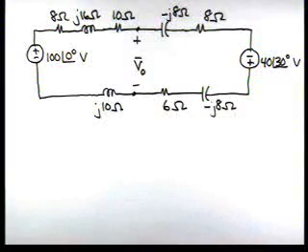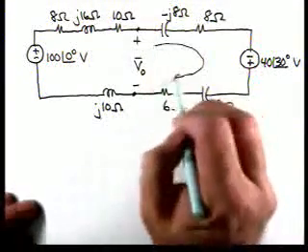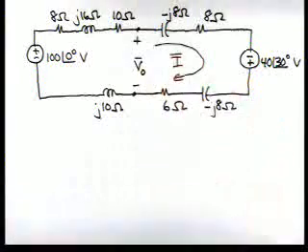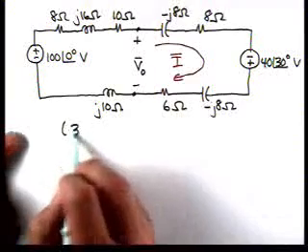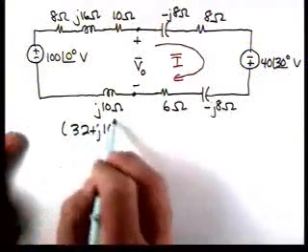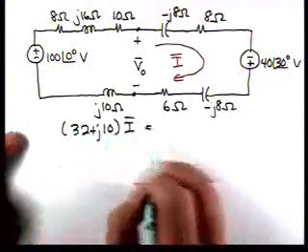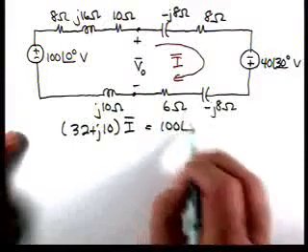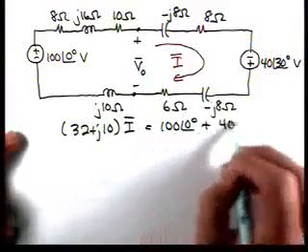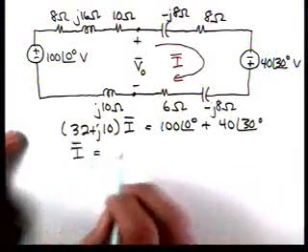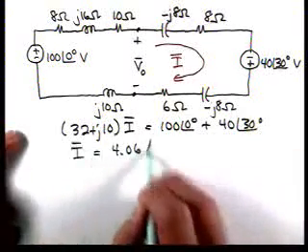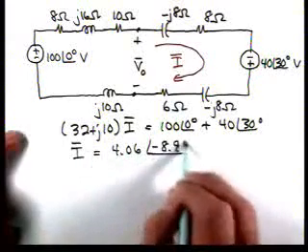Again, this is a single loop circuit, so we can define a current I, and if we go through and apply KVL, we'll have 32 plus j10 times I is equal to 100 at an angle of 0 plus 40 at an angle of 30. And it tells us that I is equal to 4.06 at an angle of minus 8.9 degrees.